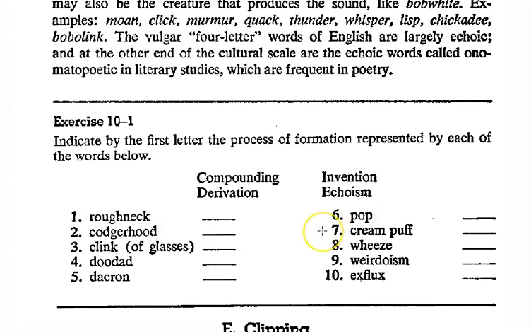Number 6, echoism. Number 7, compounding. 8, echoism. 9, derivation, and 10, derivation. So these are the 4 word formation processes that we have covered so far. Now, please remember, in compounding, we have compounding of prepositions included.